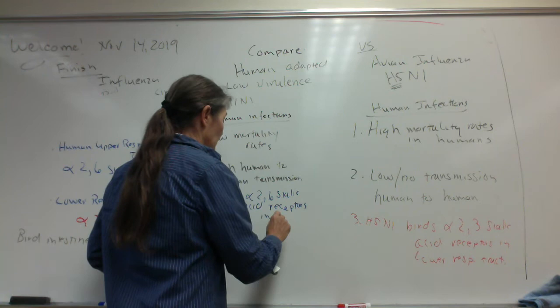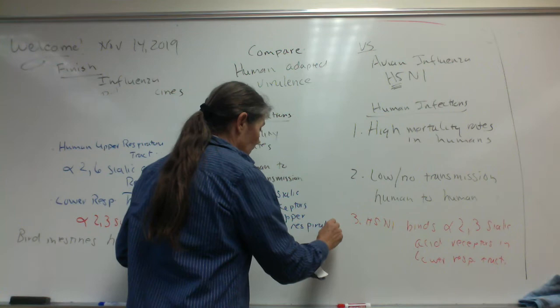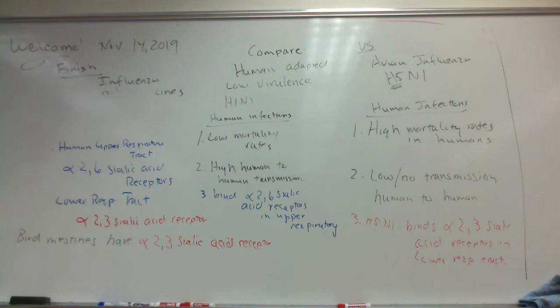And so that means that usually with these low virulence strains, we usually need a secondary bacterial infection. Usually there's not going to be a decrease in oxygen transport, because it's not the lower respiratory tract, it's not the cells of the alveoli that are involved. They're replicating up high. So if you do get sick, you're not as likely to die.